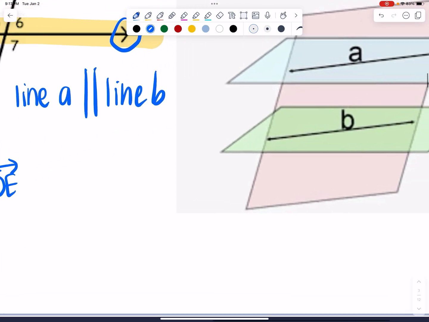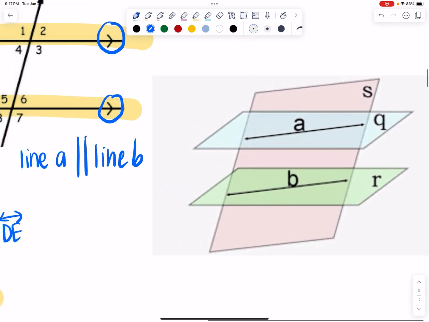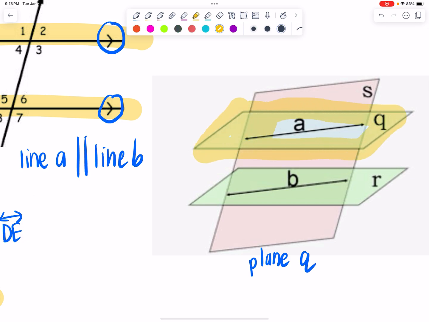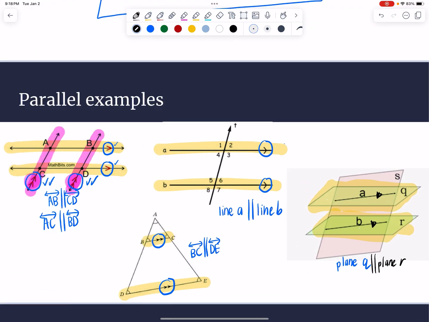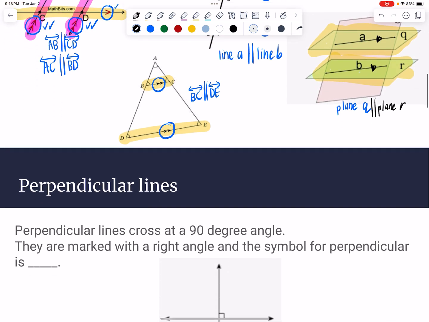Okay, and then last but not least, I wanted y'all to see it on a plane. So we would say that this plane Q is facing the same direction as plane R. And what we would look for, if we wanted to know this for sure, is little triangle marks. Let me see if I can mark those real quick for y'all. A little triangle mark on these lines shows that these would never ever cross. So we'd say plane Q is parallel to plane R. So you're looking for those triangles to guarantee that. Okay? So those are parallel examples.